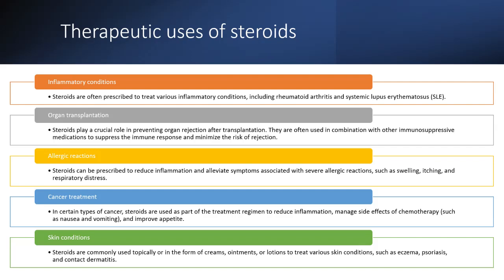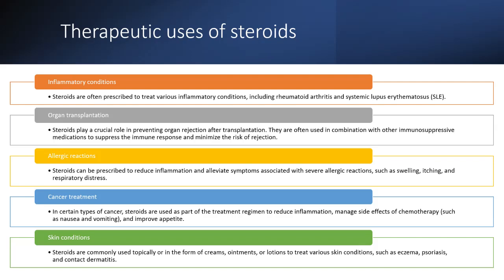Organ transplantation. Steroids play a crucial role in organ transplantation. They are essential in preventing organ rejection by suppressing the immune response. Often used in combination with other immunosuppressive medications, steroids help minimize the risk of the body's immune system attacking the transplanted organ, ensuring its successful integration and function.